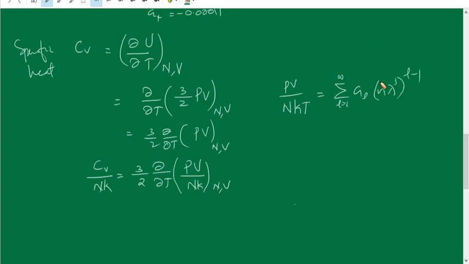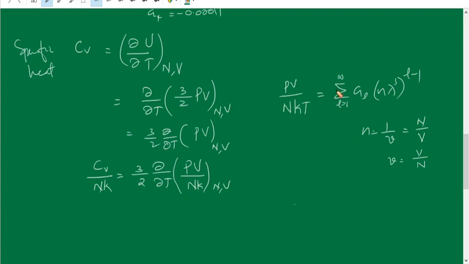This N can also be written as 1 by v, where v is equal to V by N. It is called volume per particle, not volume of particle. Volume per particle includes the volume of the particle and the void space. So v equals V by N.